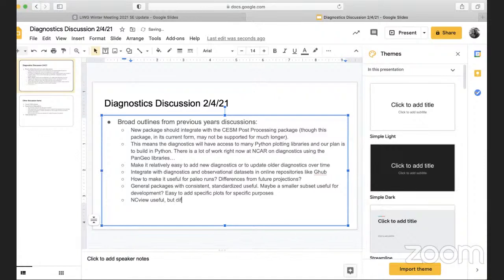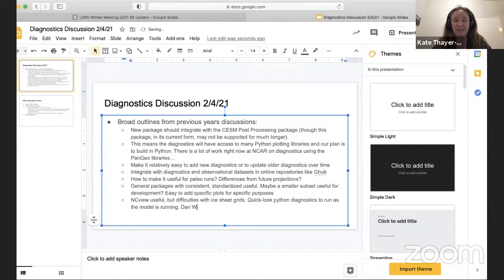For example, I know Dan Marsh at a WACM meeting was showing some quick look Python diagnostics he was using as the model was running, so that he could think about parameter settings. So there may be some Python type, and I'm not good at Python, I admit, I'm trying to learn it, but people could contribute that, like Dan did for the WACM group, to just look at the models running. It says Dan White? Dan Marsh. Oh, Dan Marsh. Who's now in CGD.